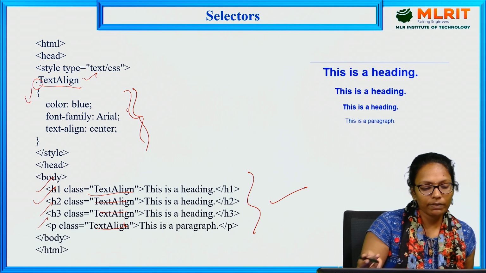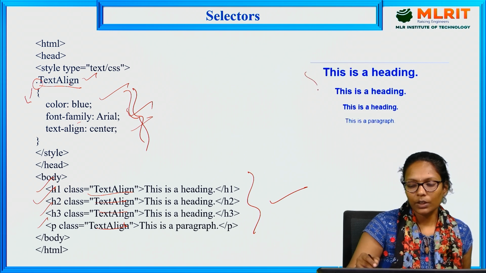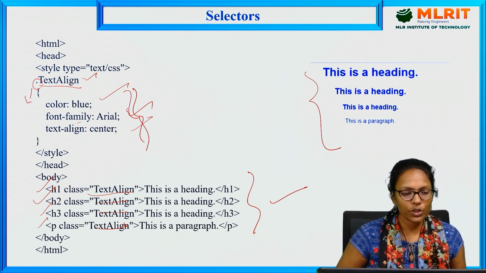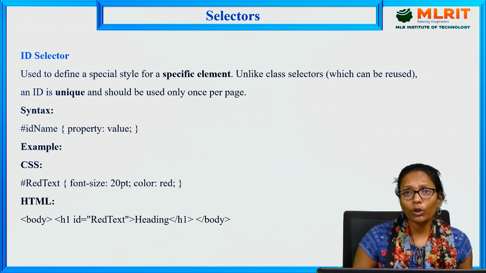So what are the styles we have applied? The color should be blue and text align should be center and the font family is Arial. So with these set of styles, the output will be displayed here. So that's about the generic selector. And next is ID selector. So we know ID is nothing but it is unique for any element.